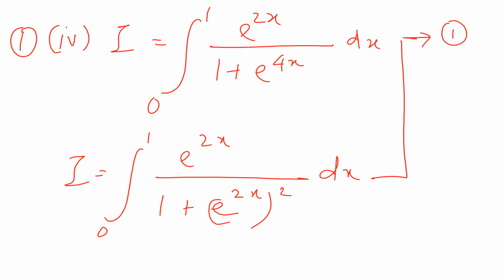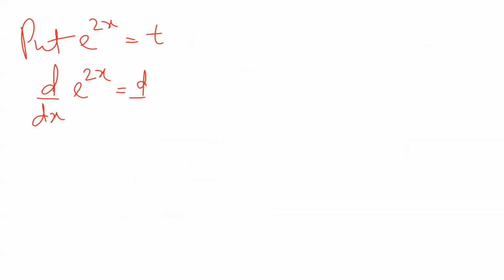Now we can put e raised to 2x as t. This is t. So put e raised to 2x as t. d by dx of e raised to 2x is d by dx of t. The derivative of e raised to 2x is 2 e raised to 2x, because it is e raised to 2x into the chain rule, d by dx of 2x, which is 2.